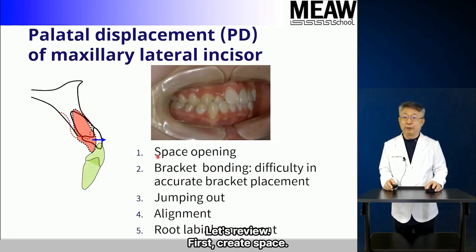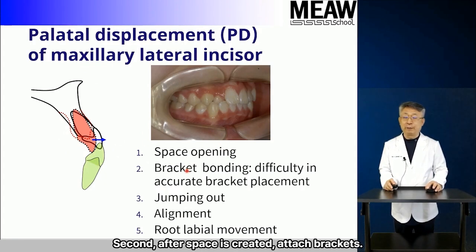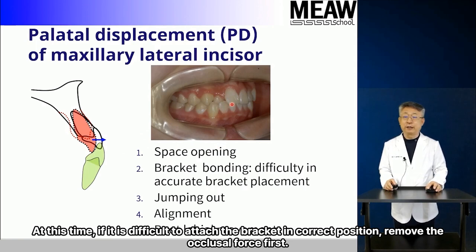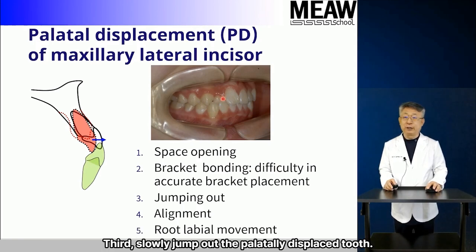Let's review. First, create space. Second, after space is created, attach brackets. At this time, if it is difficult to attach the bracket in correct position, remove the occlusal force first. Third, slowly jump out the palatally displaced tooth.